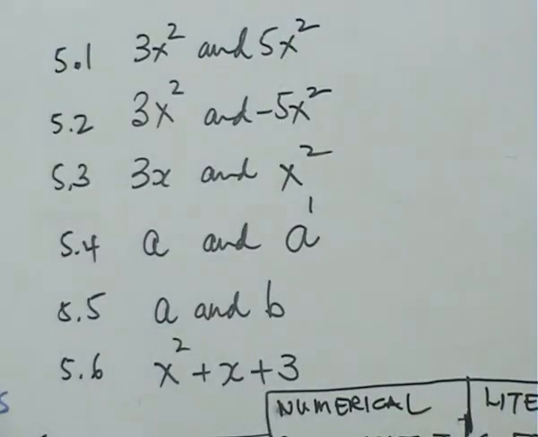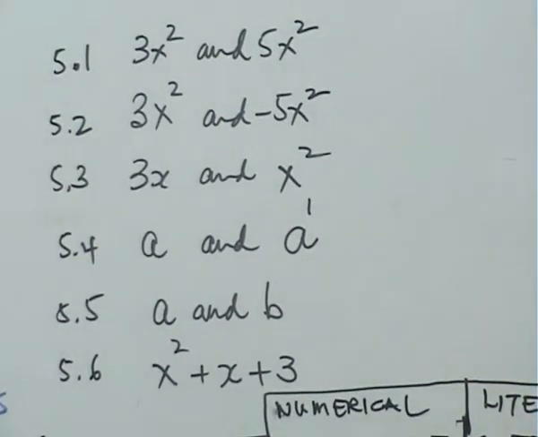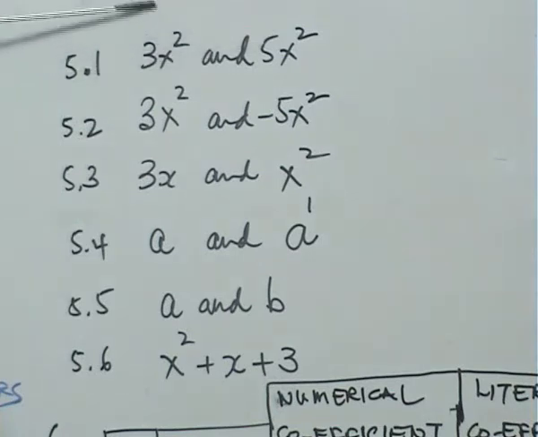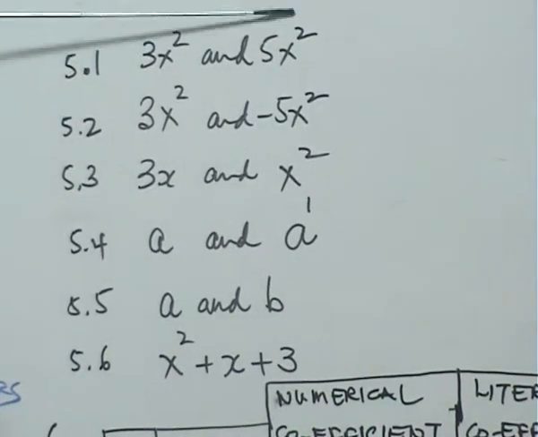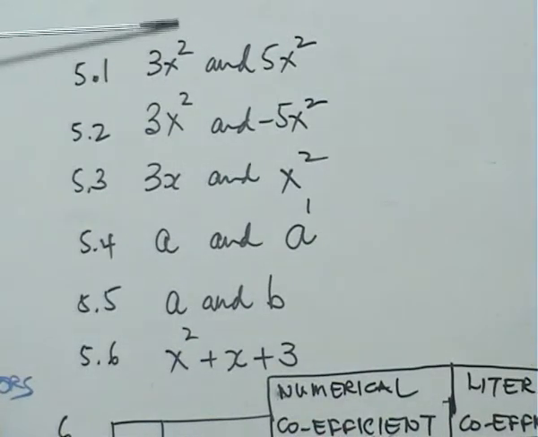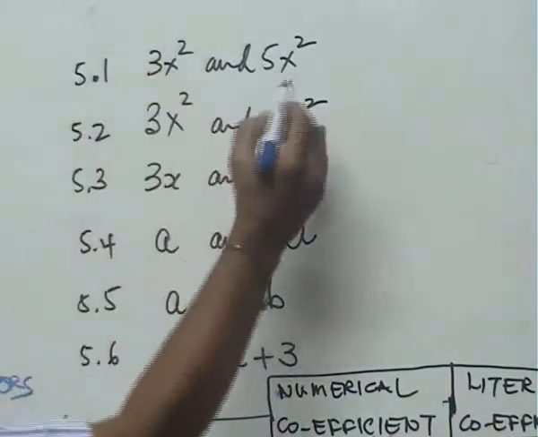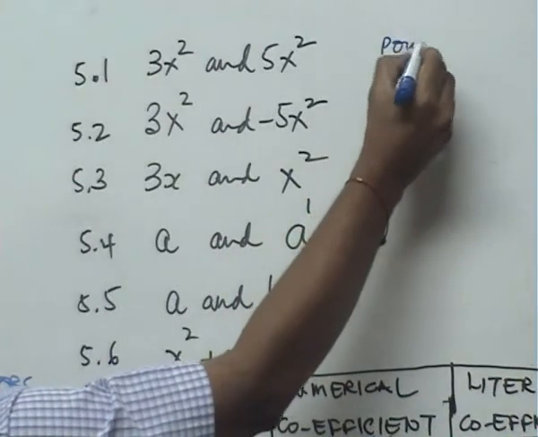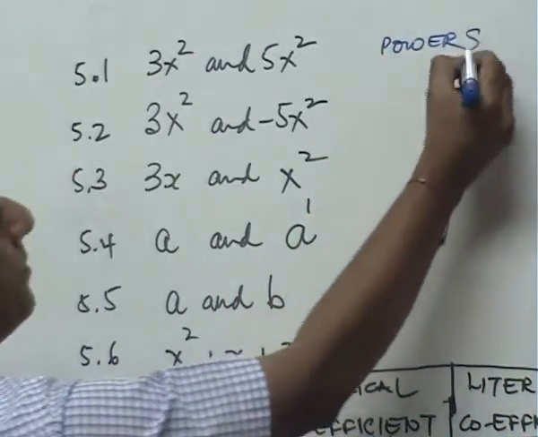Alright, in number 5, you are required to tell me whether the powers are the same or not. Now, from what I have been showing you, you understand what I mean. Don't worry about the numbers. We're only concentrating on these literal powers. So number 1, it's x and x, and 2 and 2. Bases are the same, indices are the same, therefore the powers are the same.